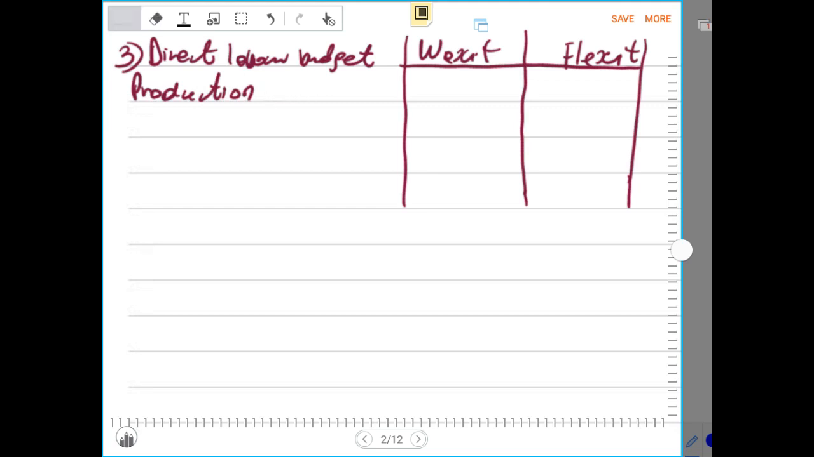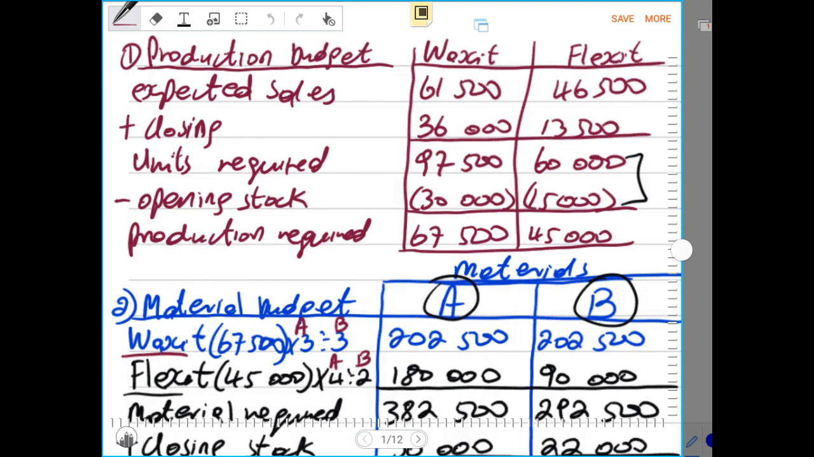Production required. We start here with the production required, which means the units that are required for production. How many units do we need to produce? We need to produce 67,500 units here, and we need to produce 45,000 units here. Where do I get that? It comes straight from the production budget, where 67,500 units is the production required, and 45,000 units is the production required too.